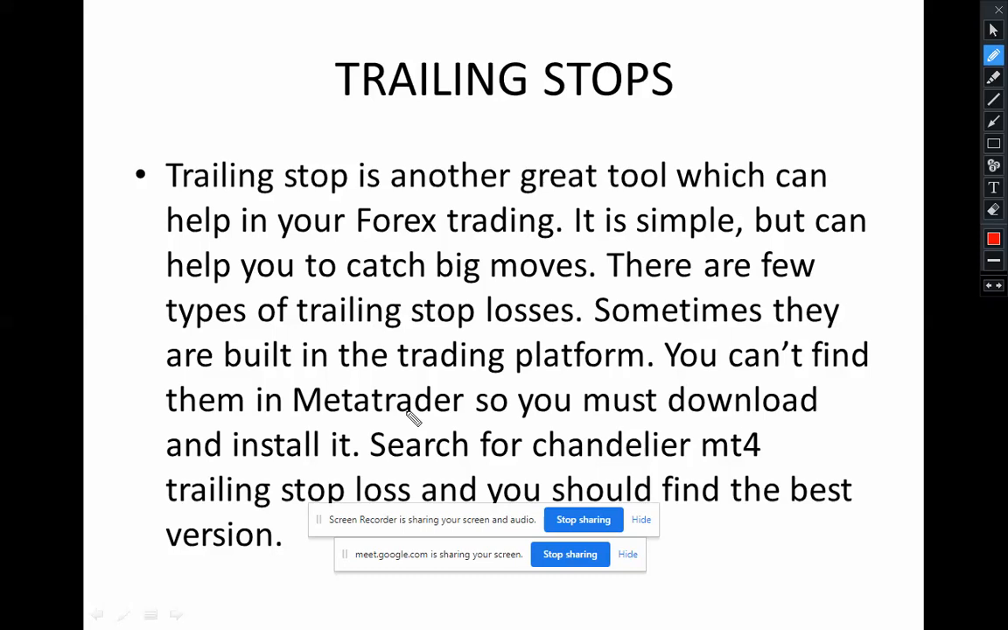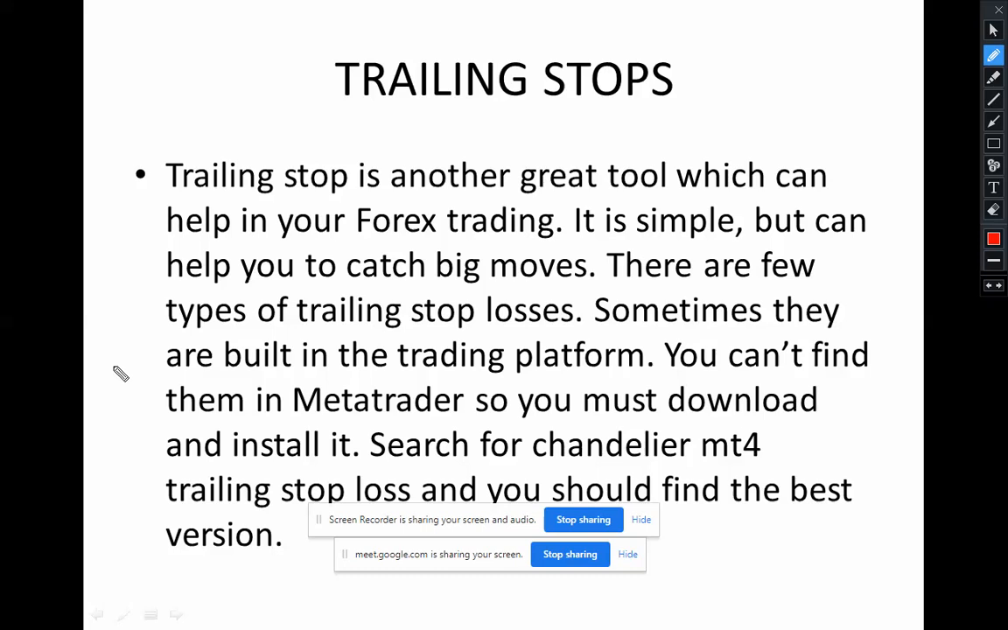There are times when you use MetaTrader 4 or MetaTrader 5 and you can't find it there unless you download and install it. You download the file and copy it to your open data folder, then from there you install it to your MT4. It's just a tool, it's not something that is inbuilt. Trailing stop loss is one of the greatest tools which can help traders make money in the forex market.